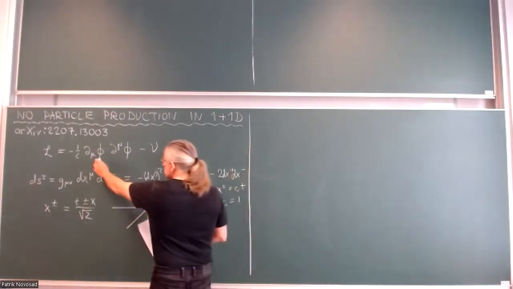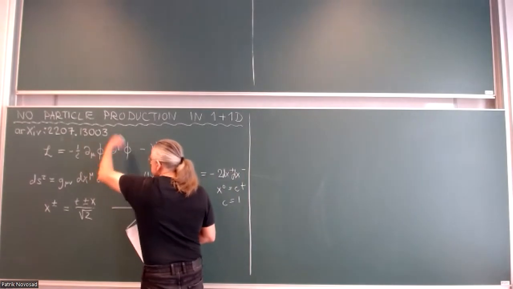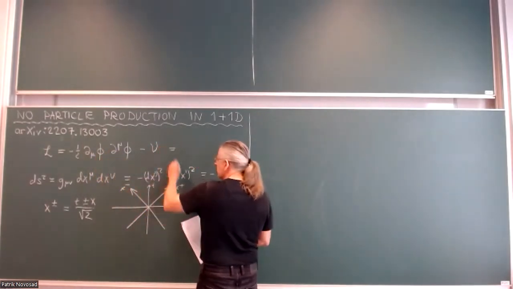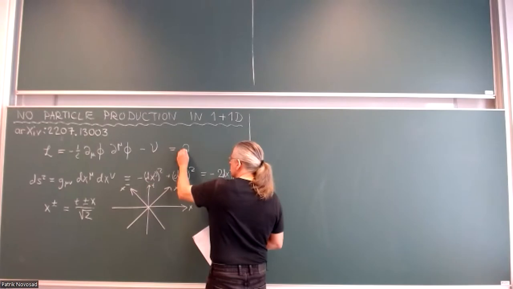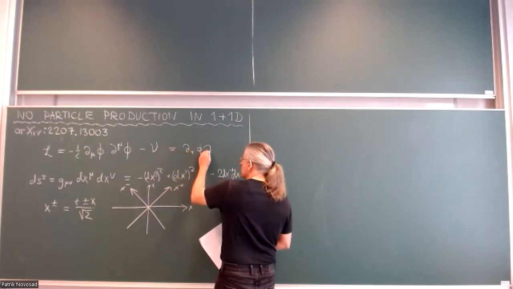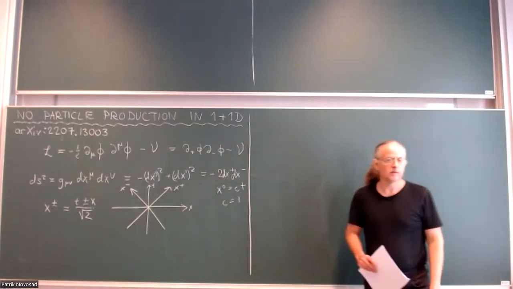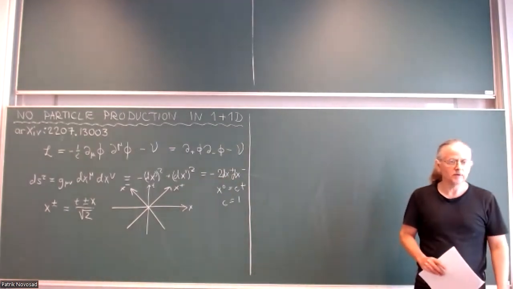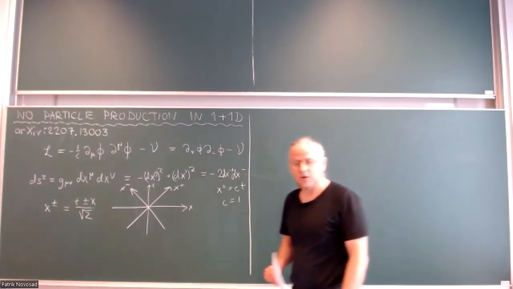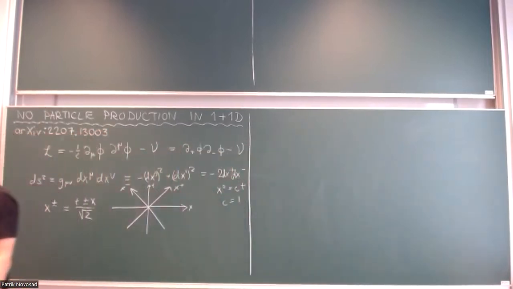It turns out that, for instance, this kinetic term can be written in light cone coordinates as ∂_+φ ∂_-φ minus the potential. You can ignore this. I see Philip is nodding, so I hope it is clear. Sure. Yes.